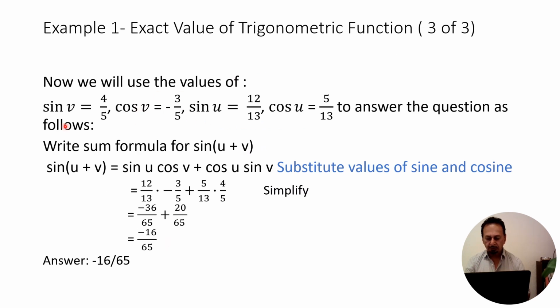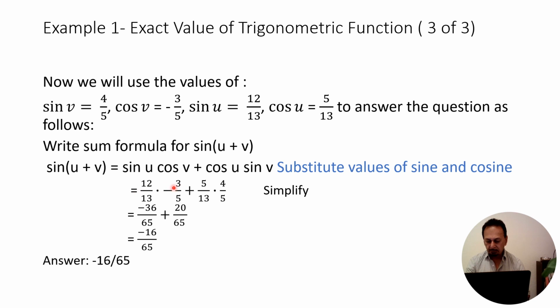So now we use the values of sine v equal to 4 over 5, cosine v equal to minus 3 over 5, sine u equals 12 over 13, and cosine u equals 5 over 13 to answer the question as well. Since we have to find sine of u plus v, we write sine of u plus v as sine u cosine v plus cosine u sine v. Now we substitute the values of sine and cosine. So sine u is 12 over 13 and cosine v is minus 3 over 5, plus we have cosine u, which is 5 over 13, and then we need sine v, which is equal to 4 over 5.